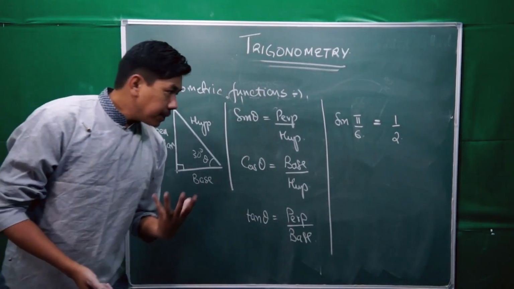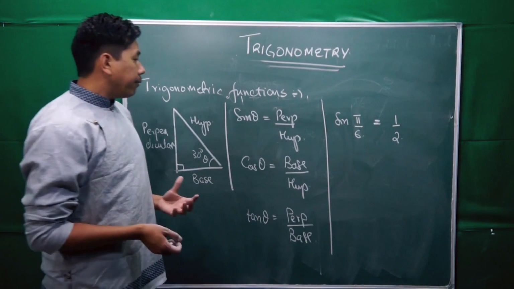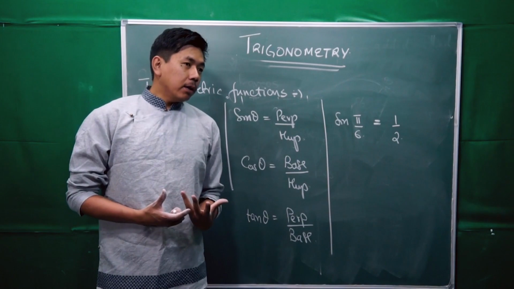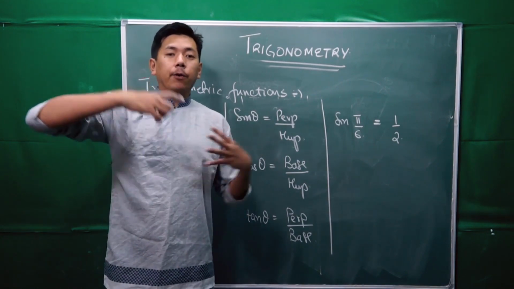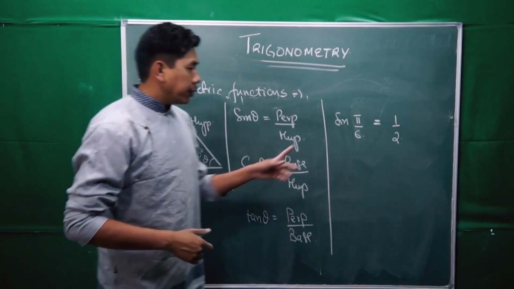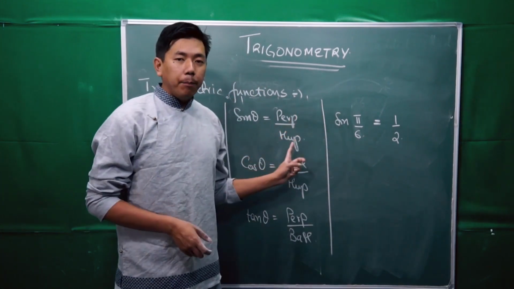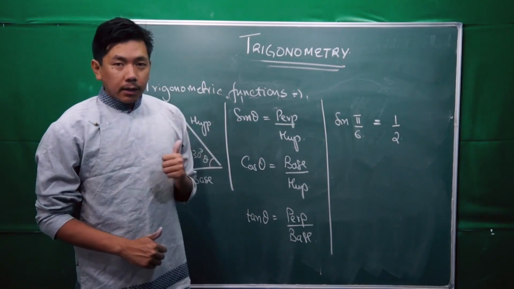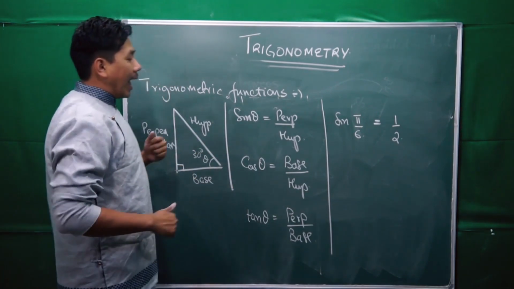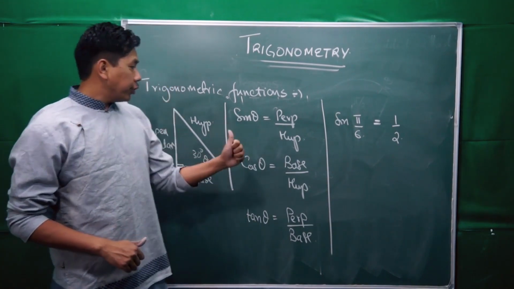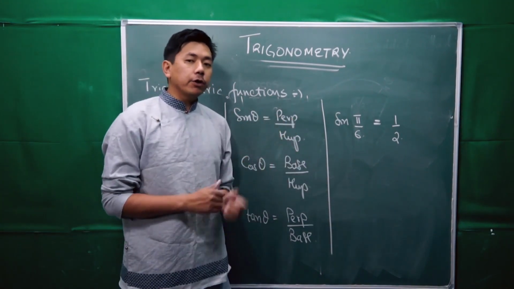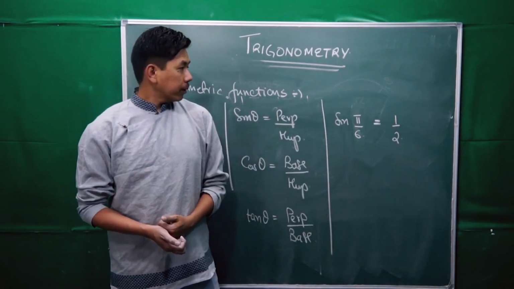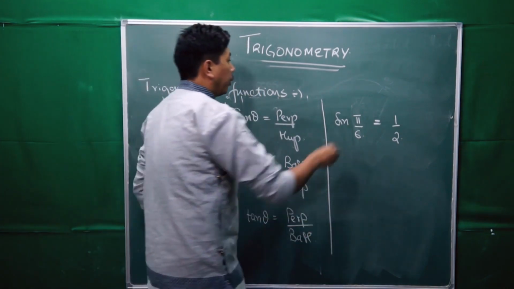Now what is the significance of this ratio? However big the triangle may be, however enlarged it may be in size, the ratio of the perpendicular to hypotenuse, if the angle is 30 degree, are you understanding me? For the angle 30 degree, the ratio of the perpendicular upon hypotenuse will remain 1 by 2. Clear?